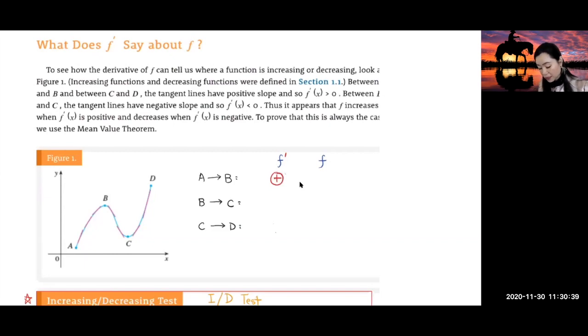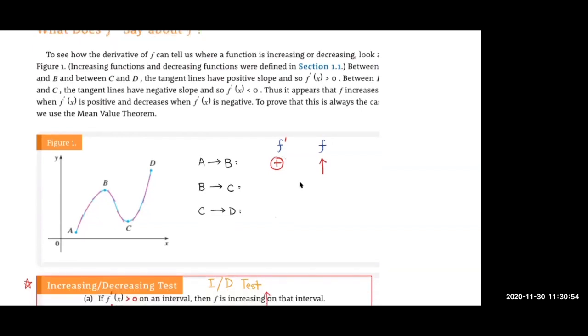What do you see about the function? Is it increasing or decreasing? Well, it is going up from A to B, so it is increasing. I'm going to use this symbol here for increasing.